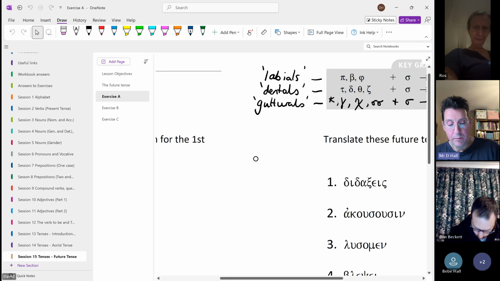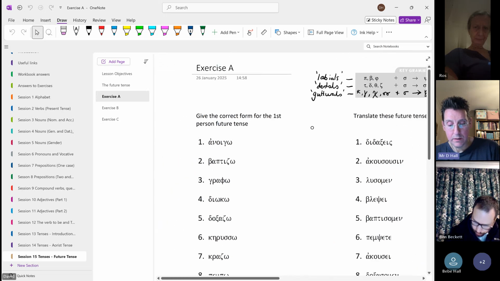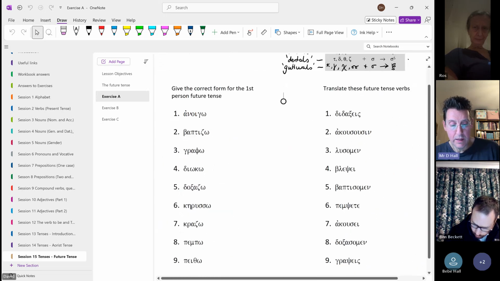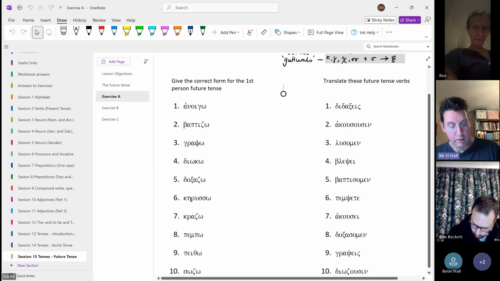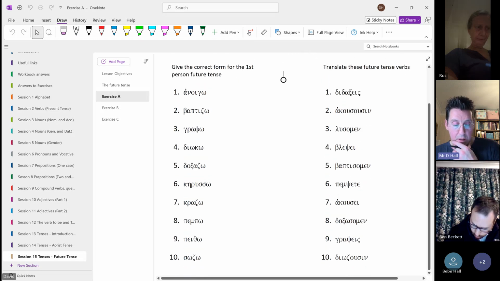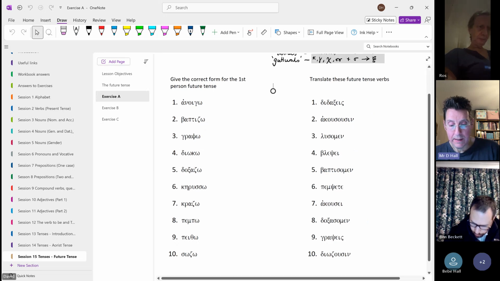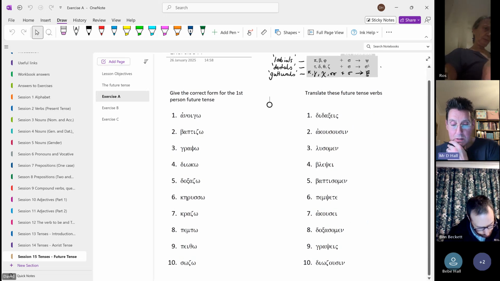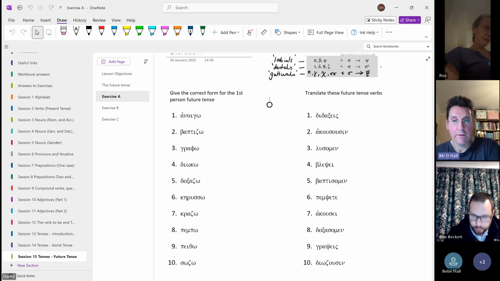Now we did a bit of that last time when we did the aorist, and I thought it'd be good just to remind ourselves, if we were to take these verbs, to see if we can work out what goes on with the endings for them. So if you take anoigo, which means to open, I'll just do the first one, and then you can have a little go at trying to do them to remind yourself, and then maybe a bit of translation.